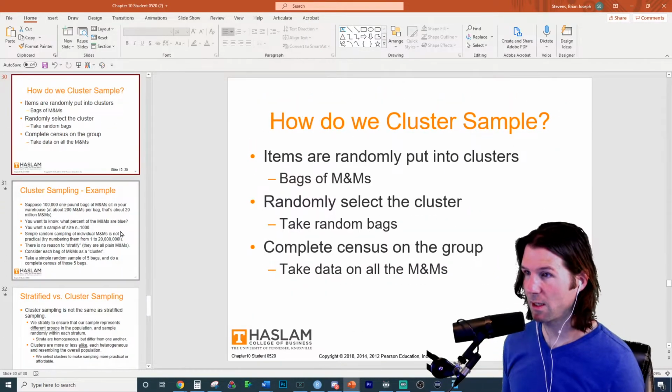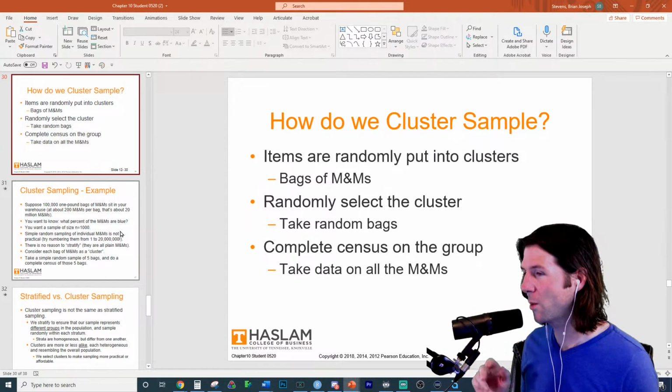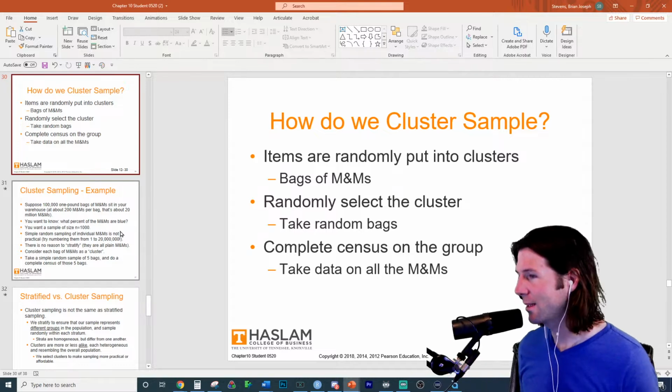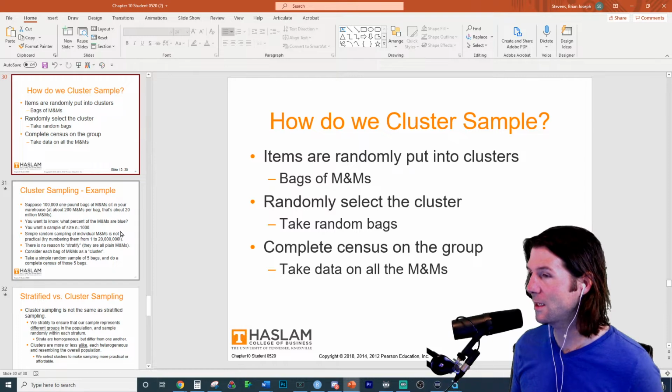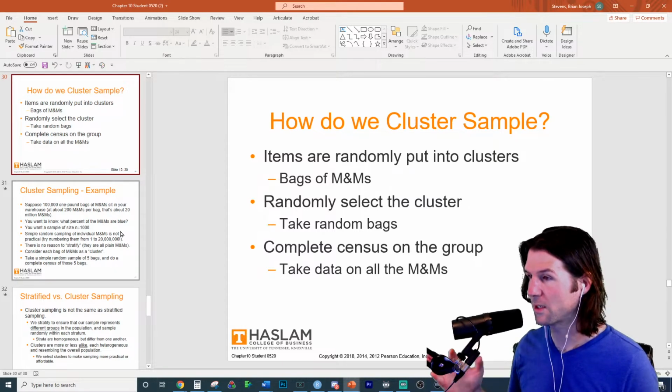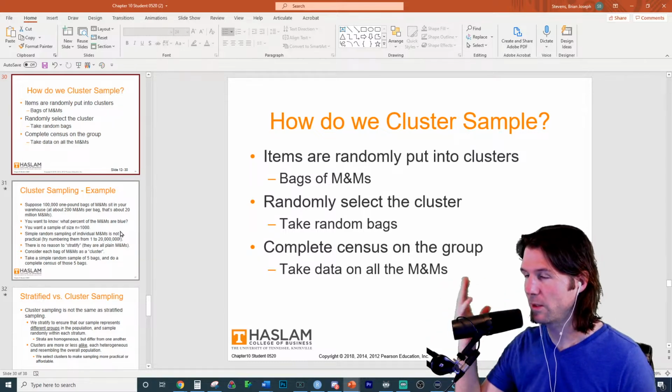We randomly select a cluster, and then we do a census on the cluster. Now, there's a theoretical problem with this one, not that I'm saying what the answer is, that maybe we didn't randomly assign these things into groups. But the main idea we should notice here is there are at least two elements strongly present: we are taking a whole group at once and doing a census of the group.